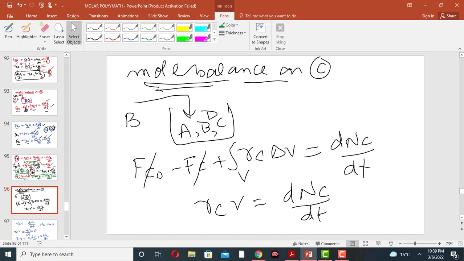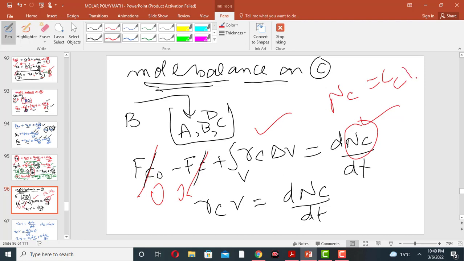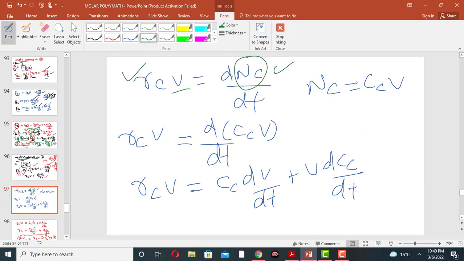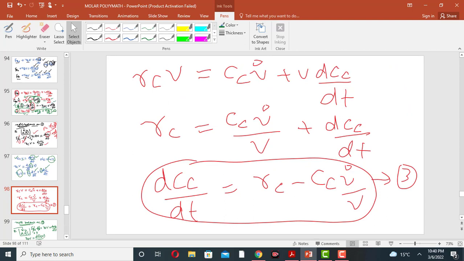Now the mole balance on component C. Component C is not entering, not leaving. Rate of generation, accumulation: NC is equal to the concentration of component C into the volume of the reactor. So simplify this relation, RC into V and the accumulation term. In place of NC we will write CC into the volume of the reactor. Again simplify: first function into the derivative of second plus the derivative of first, and RC into V.